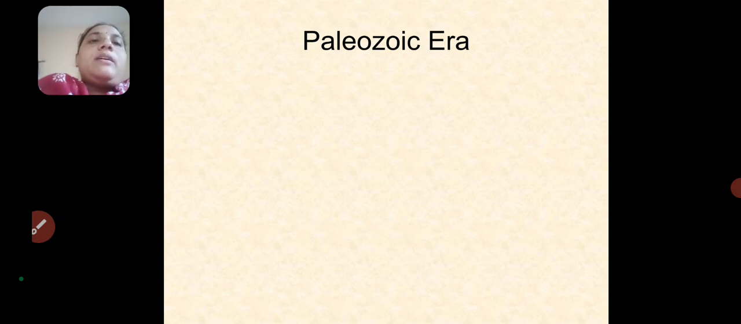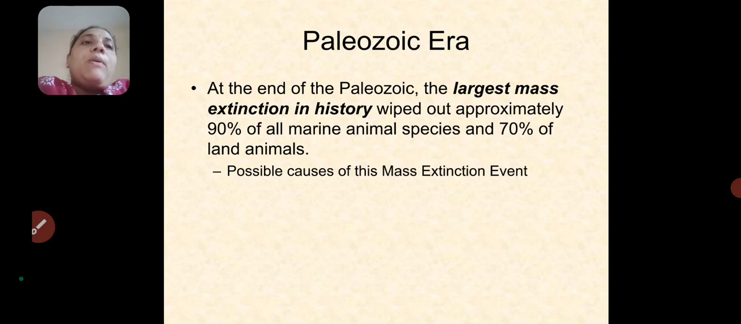In the Paleozoic era, what we call the period of the amphibians, most of the amphibians were formed. Some of the fishes and cone-bearing plants, moss and fern plants were found, but a few forms were endangered or lost, or survive in the form of fossils. At the end of the Paleozoic era, the largest mass extinction in history wiped out approximately 90% of all marine animal species and 70% of land animals. Okay.